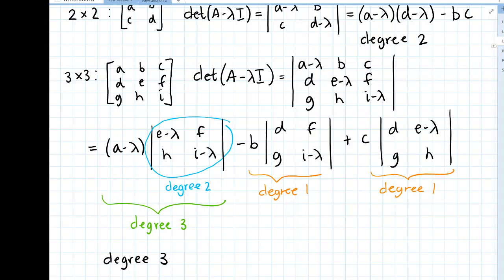Okay, so there's one last thing I want to talk about today that, like I said, will be a preview of what we're going to look at tomorrow. So I want to talk about something called similar matrices.